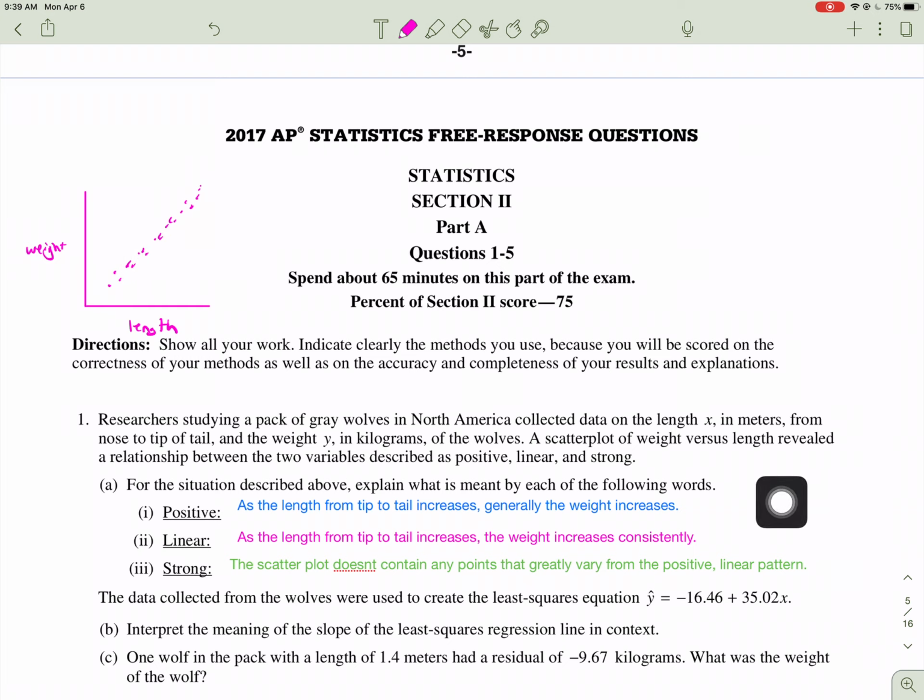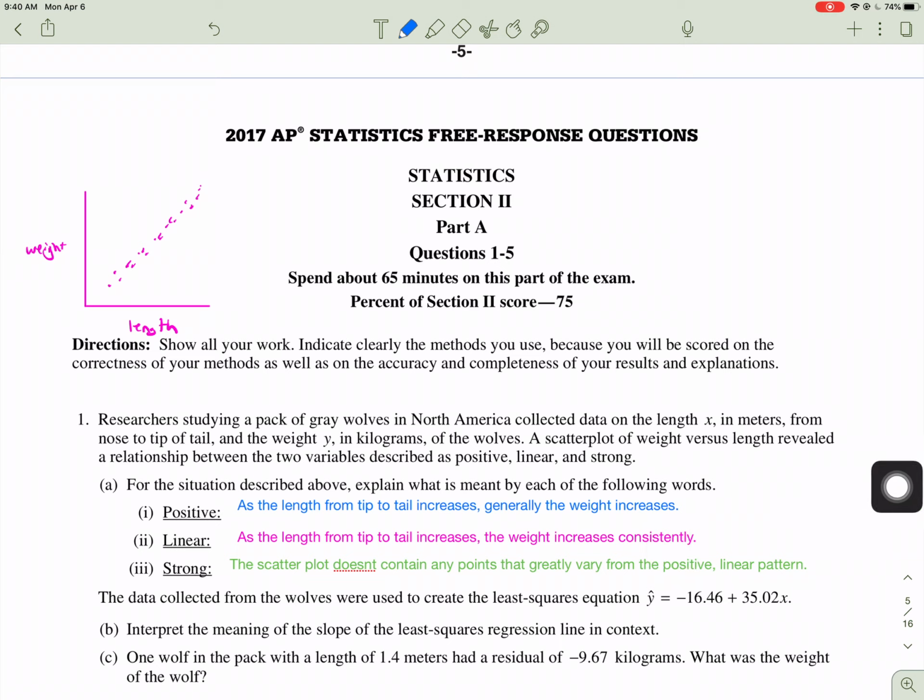Linear, as the length from tip to tail increases, the weights increase consistently, right? If it wasn't consistent, it would be a different type of model, like exponential or something like that. Then, strong. The scatter plot doesn't contain any points that greatly vary from the positive linear pattern, right? Because if it were moderate or weak, there might be a point, if you look up top, like there or there, that varies, but we don't have any of that because it says it's strong.